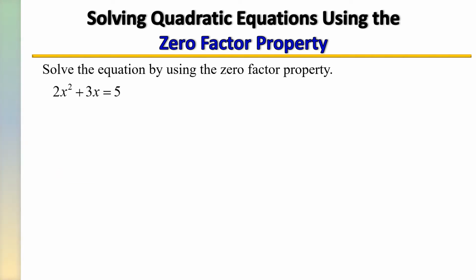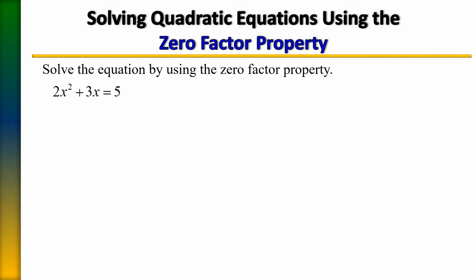In this next example, we're asked to solve this quadratic equation by using the zero factor property. Well, step one is to make sure your equation is in standard form. So this particular equation is not in standard form, because notice here that we have a number on the right side. In standard form, recall, is where all your numbers are on the left side and 0 is on the right. So what is the first step you need to do to get this in standard form?